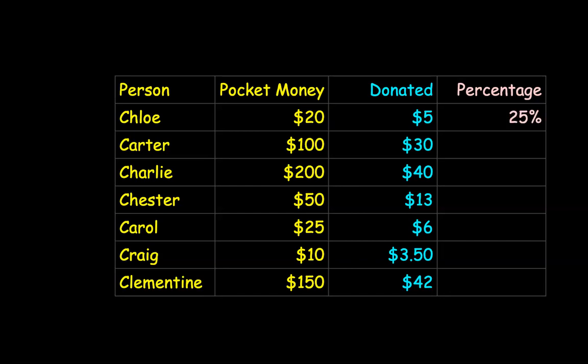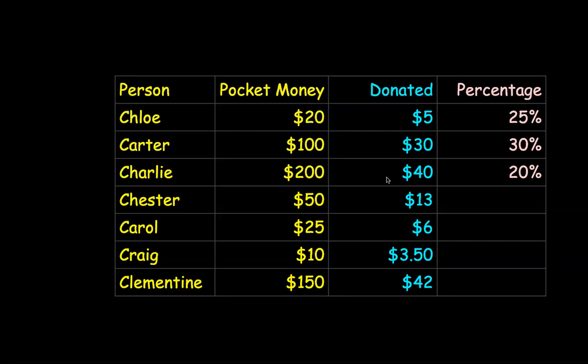Right, here we go. Chloe gives away $5 out of 20, that's 5/20. If I make an equivalent fraction, multiply by 100 at the bottom and the top, I get 25/100, which gives me 25%. Carter is easy. That's $30 out of 100. That's 30%. Charlie, $40 out of $200. So if I half this to get 100, I need to half that. That is 20%.